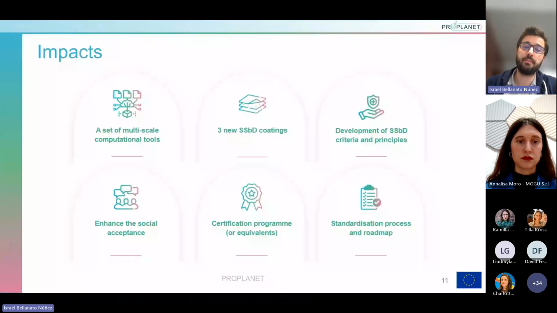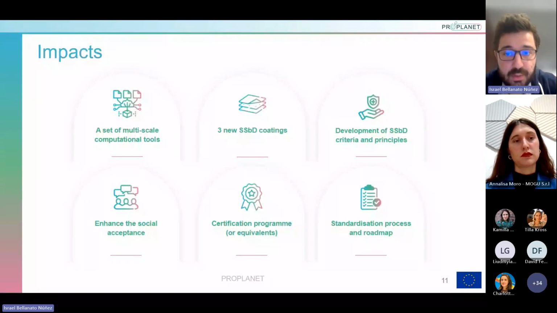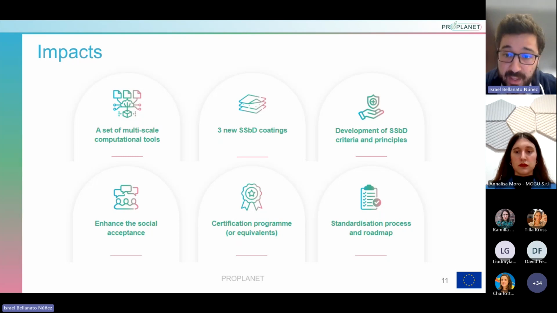Okay. As for the impacts, the byproducts of the project should be, on one end, the set of multi-scale computational tools that I said previously with the PROPLANET tool, the new safe and sustainable by design coatings, the development of safe and sustainable by design criteria and principles to be applied further in other projects, to enhance the social acceptance of these materials that could substitute very well PFAS, which is what we are going against, really. To develop a certification program and to develop a standardization process and roadmap.